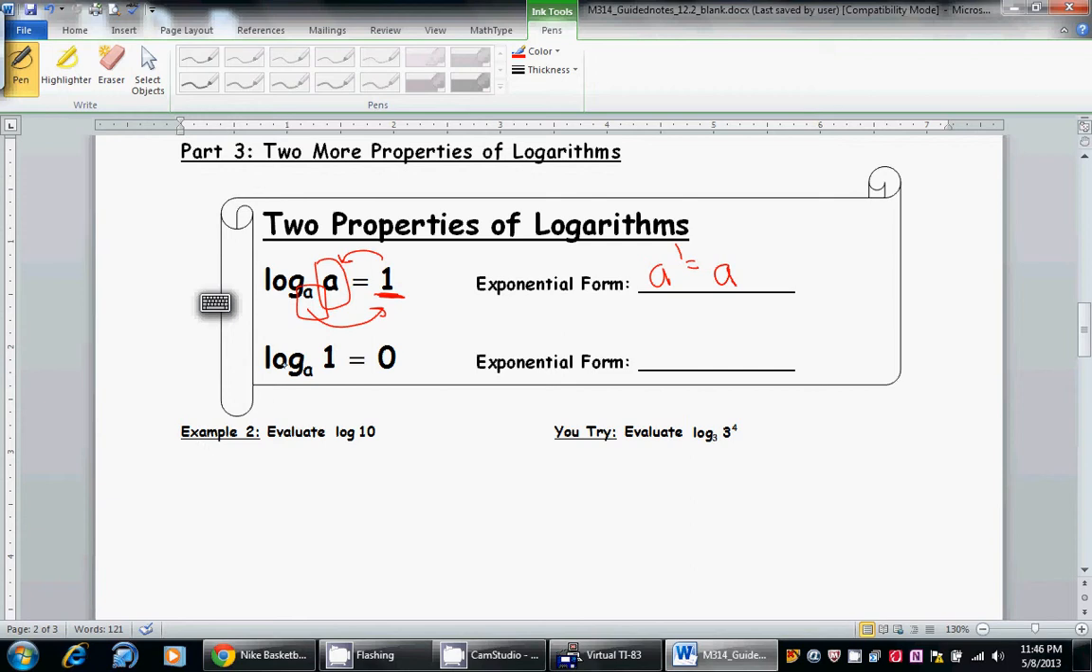Okay? Log of 1 base A is 0. Again, same deal. Convert this into exponential form. A to the 0 equals 1, which we know is true, right? Anything to the 0 power is going to equal 1. So, whenever you have the log of 1, that's going to equal 0. Okay?